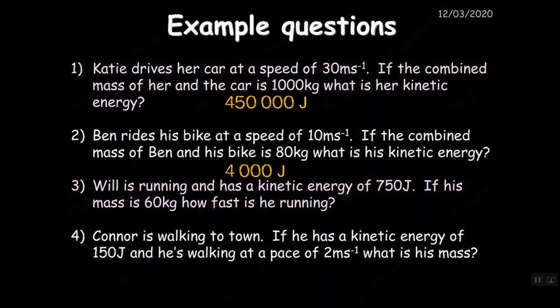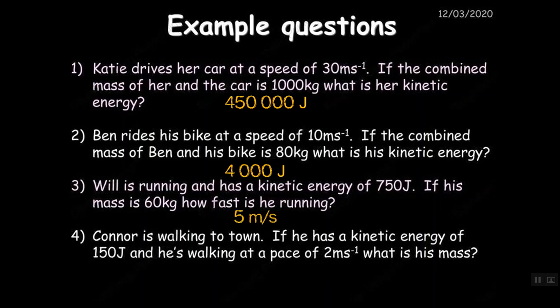Will is running and has kinetic energy of 750 joules. If his mass is 60 kilograms, how fast is he running? Now here you have to concentrate because in the formula, half mv squared, the velocity is squared, so we're going to square root our answer. We first get rid of the half, so we times 750 by 2, that gives us 1,500. Then we divide it by 60, that gives us 25, and we square root our answer. The square root of 25 gives us 5 meters per second.